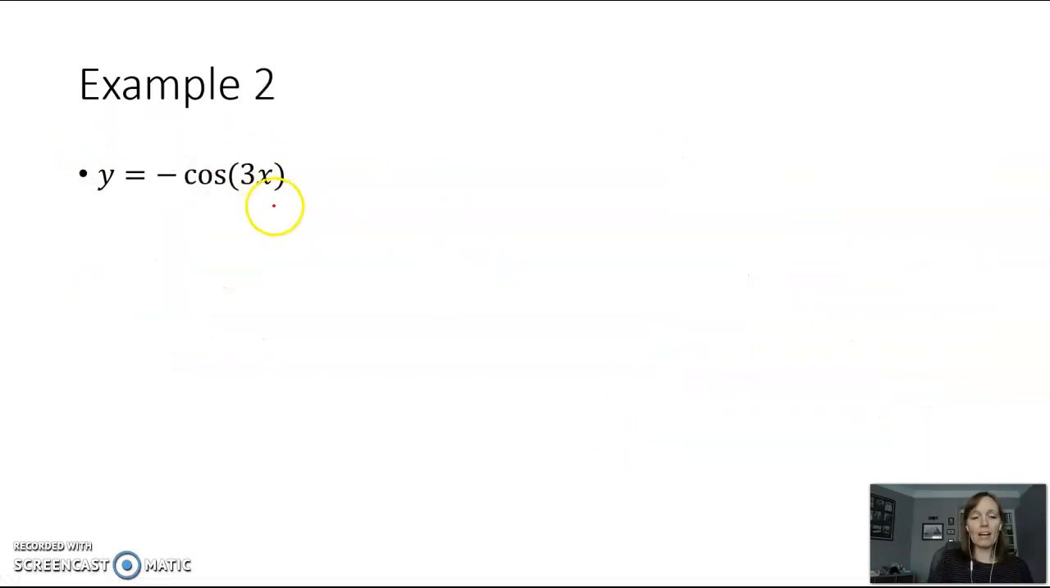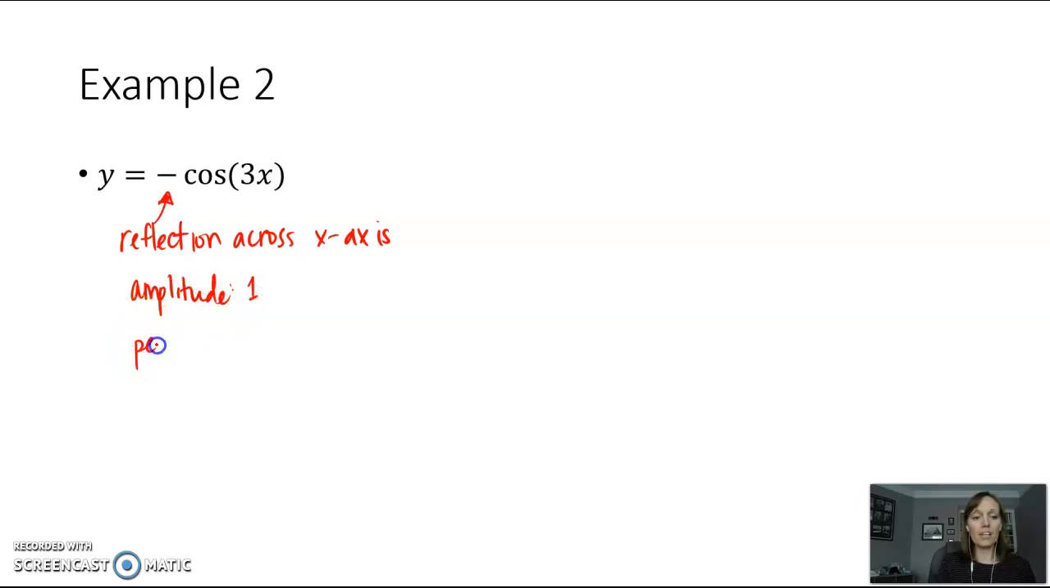The next example I have for you here is cosine. So we're looking at negative cosine of 3x. Now we didn't talk about this in the initial slide, but we should recognize from other discussions about transformations that if there's a negative in the front of the function, then our function has been reflected. So this is a reflection across the x-axis. We can see that the amplitude isn't changing, so the amplitude is still 1, just like the basic function.